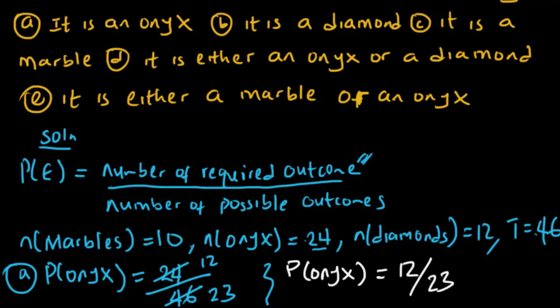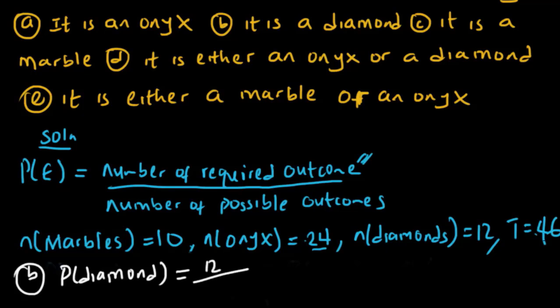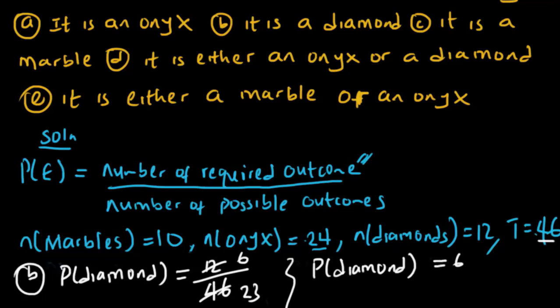Let's rub up this so we can solve for B. So B is, what's the probability that the stone picked is a diamond? So we have probability that it's a diamond equals to, how many diamonds do we have? 12. And what's the total number of stones? 46. 2 here 6, 2 here 23. So it means that probability that it's a diamond equals to 6 over 23. Do you understand this? Let's rub up so we can find C.